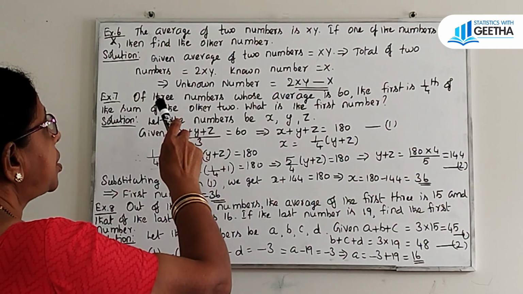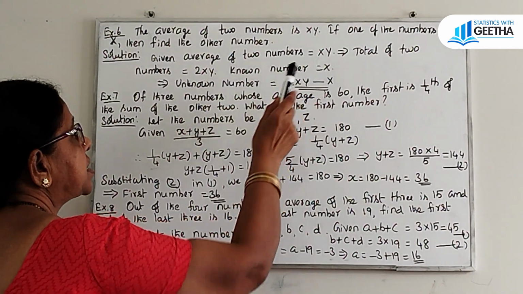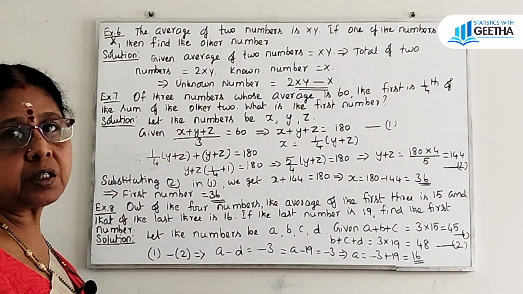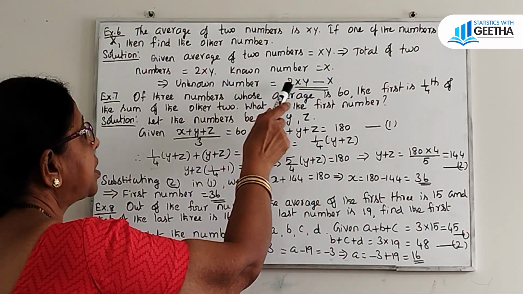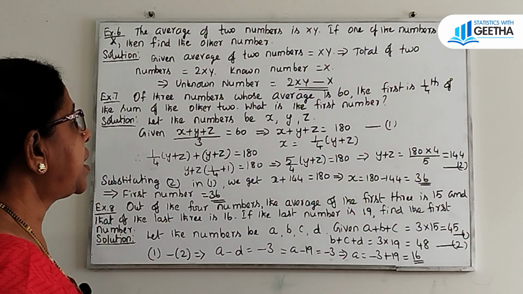அப்ப total of the two numbers என்ன ஆகும் 2 into xy ஆகும். Known number இதுல x. அப்ப unknown number கண்டுபிடிக்கணும்னா என்ன பண்ணணும், known number-ஐ total இருந்து minus பண்ணணும். Therefore unknown number equal to total வந்து 2xy minus x. So that is the unknown number value.